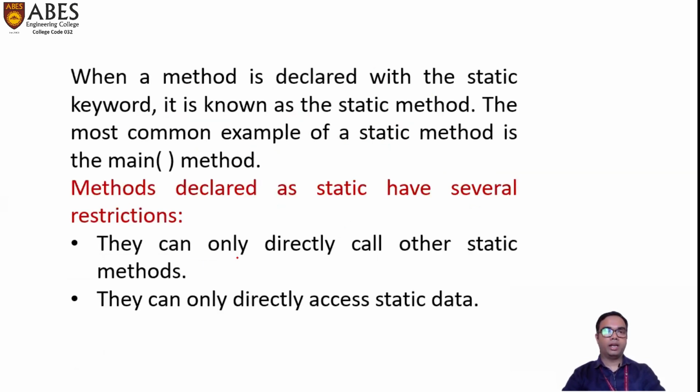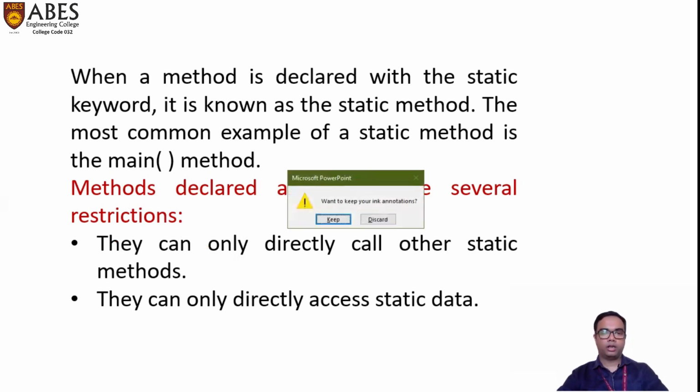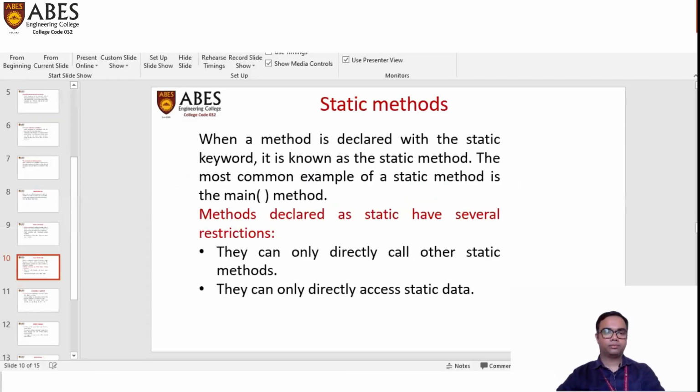What happens if you declare any method as static? When you declare any method as static, you don't have to create the object of that particular class for calling the method. You can directly call it with the class name dot method name. We have already done this example. Let's see it.